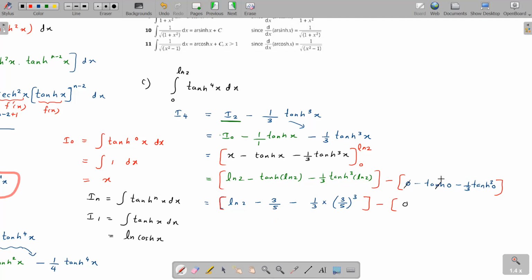Zero is 0. Tan 0 is 0, which means tan cube 0 is also 0. Basically, the whole bracket is a 0. Am I correct? Simplify.